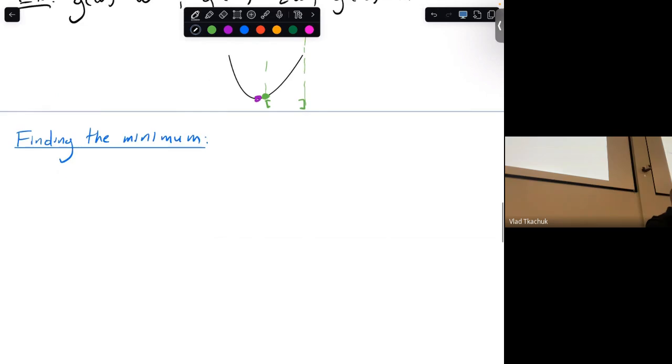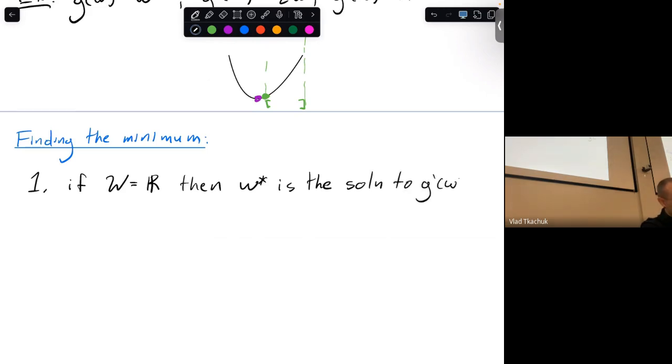Okay, so there are two cases. The first case: so far we're only dealing with the one-dimensional case for continuous things, and then we'll move on to higher dimensions. If W is equal to the real numbers, then W star is the solution to G prime of W set to 0. So the derivative set to 0. We've seen this before.